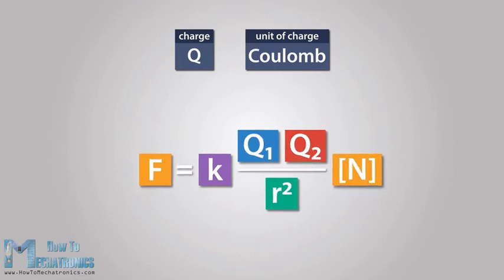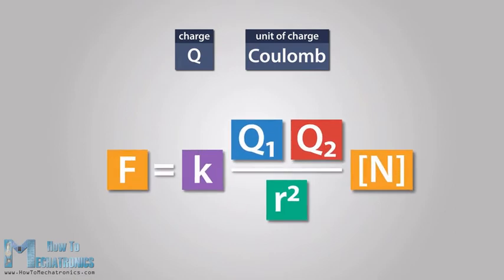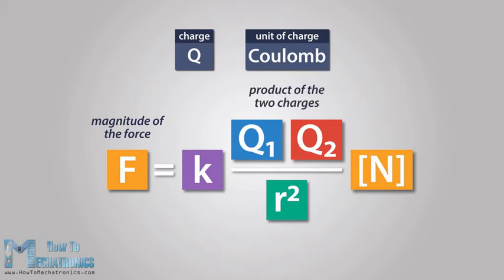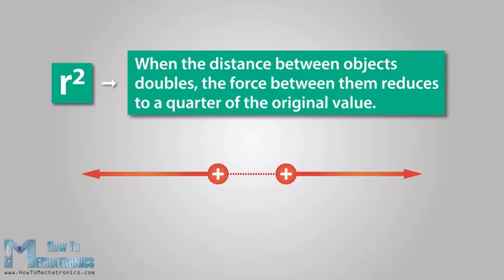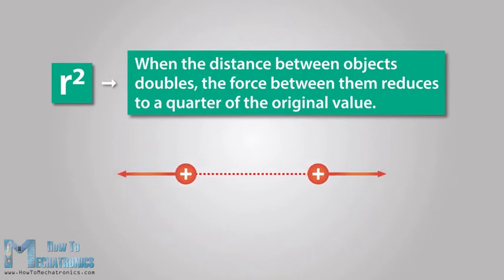Calculate the electric force between charged objects. So, this equation shows the magnitude of the electric force between charged particles. F is equal to the product of the two charges Q1 and Q2 divided by the square of the distance between them, r, and then multiplied by the proportionality constant k. The electric force is expressed using the unit newton. The reason why the distance is squared is because when the distance between objects doubles, the force between them reduces to a quarter of their original value.